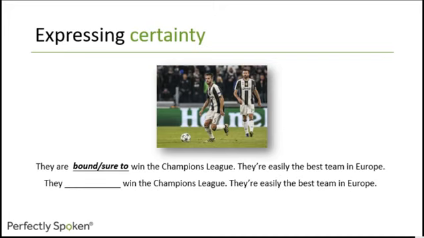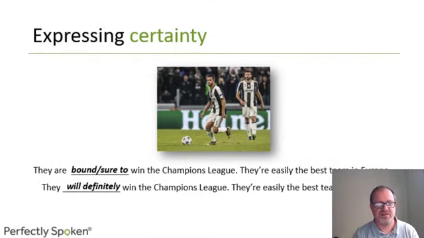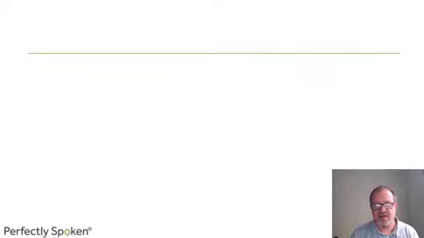Again, we can use the adverb here, the adverb definitely. So, is this positive or negative? Well, they win is positive. So, they will definitely win the Champions League. Okay, so remember in the positive sentence, definitely comes after the auxiliary. Okay, and let's look at another example here.